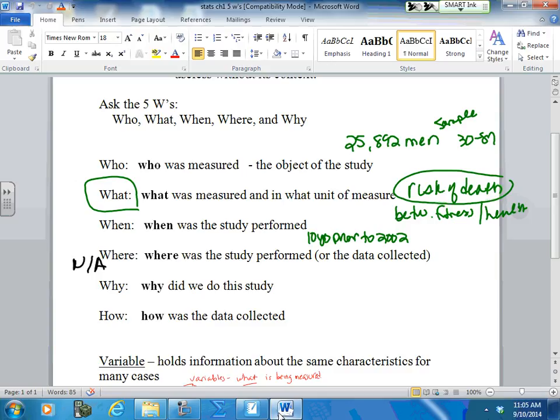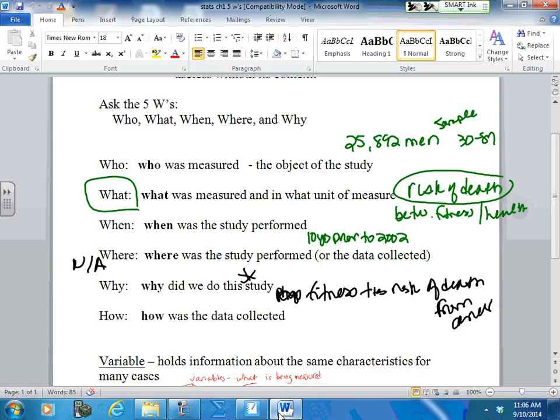Why did they do this? To see if physically fit people were less likely to die of cancer. Yeah, they want to see if their fitness ties in with their risk of death from cancer. This was the reason they did this.